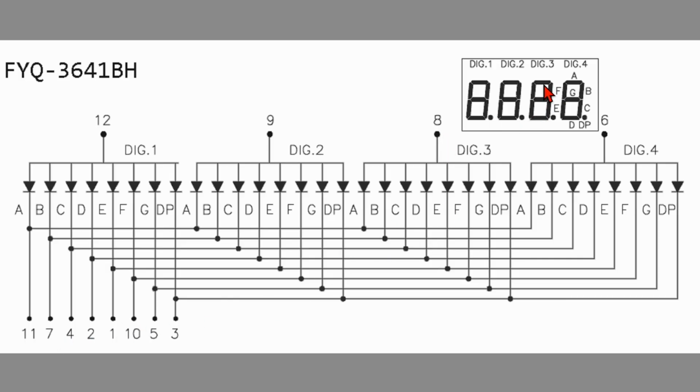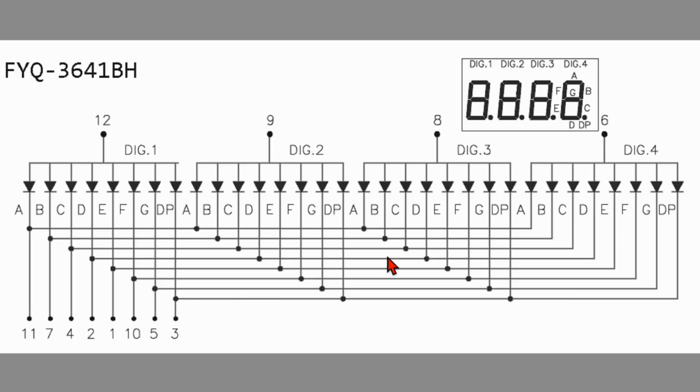For example, if we want to display a 0, we would need to light up segments A, B, C, D, E, and F. And so with digit 3, let's say we're displaying digit 3, we need to raise pin 8, and then we need to lower pins for A, B, C, D, E, and F. So to keep the G and the decimal point dark, we would have to raise these two. So we lower the ones we want to be on.